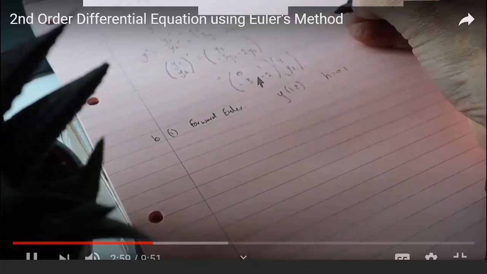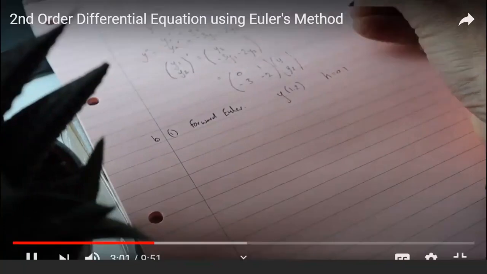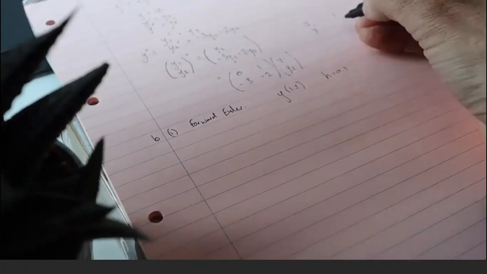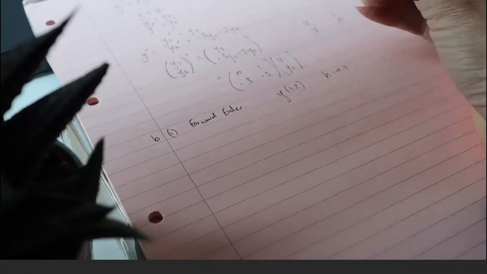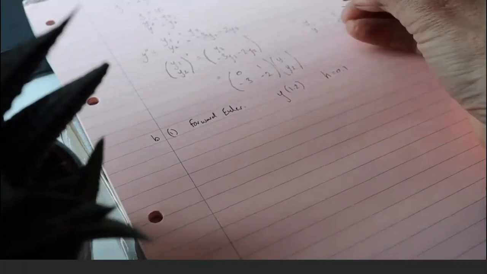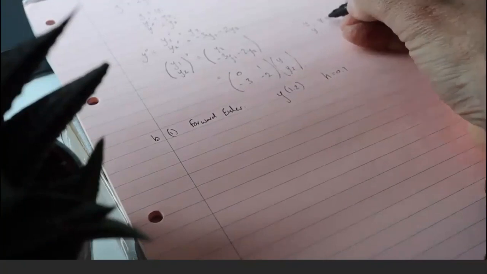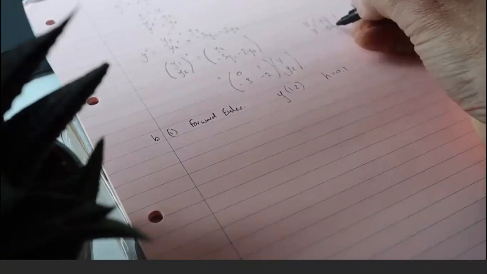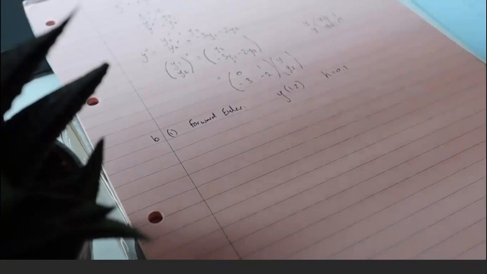Oh, by the way, in this one, I was given that y at 1 is 1, and y dashed at 1 is 0. So I really should have put y1 equals 1, y2 equals 0 at 0.1. So I'll put that in there.